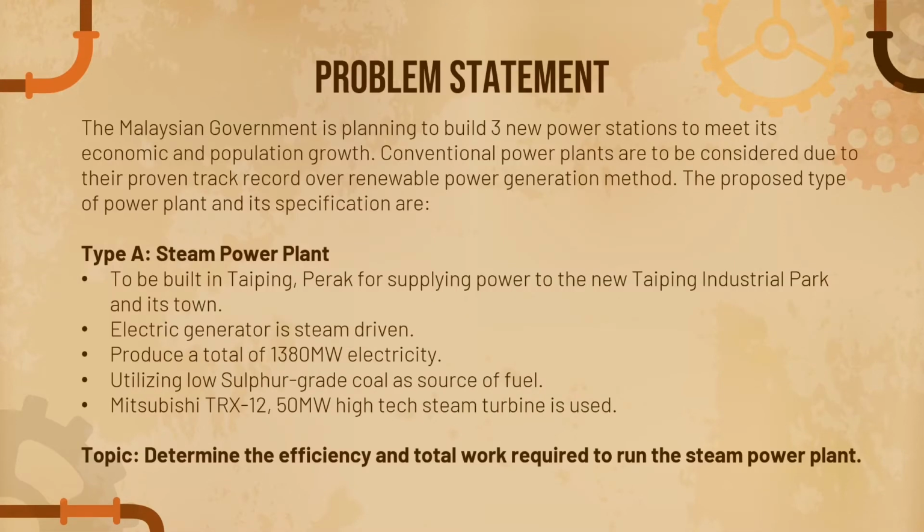In the problem statement, the government is planning to build 3 new power stations, and power plants are to be considered. Group 4 is assigned to design a steam power plant at Perak for supplying power to a new industrial park. The electric generator is steam-driven and produces a total of 1,380 MW electricity. The power plant also needs to use low-sulfur grade coal as a fuel, and the turbine used is Mitsubishi TRX-12. We need to determine the efficiency and total work required to run the steam power plant.